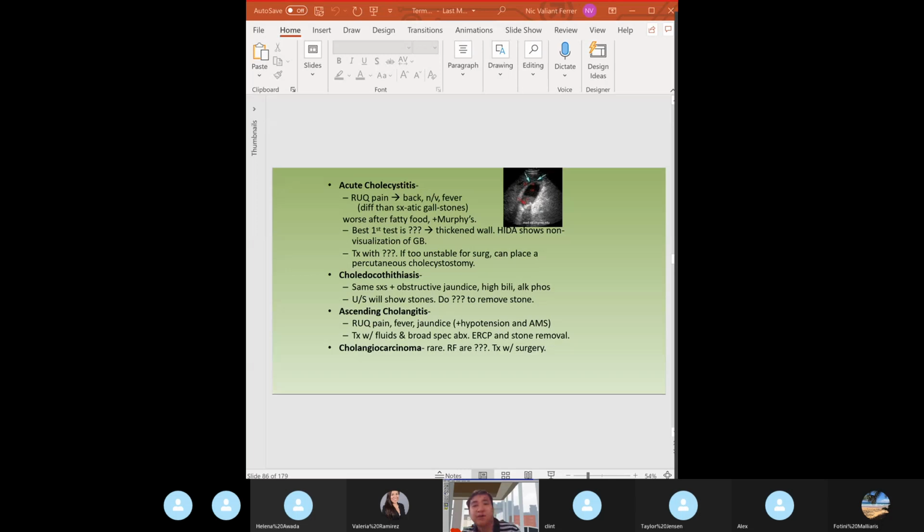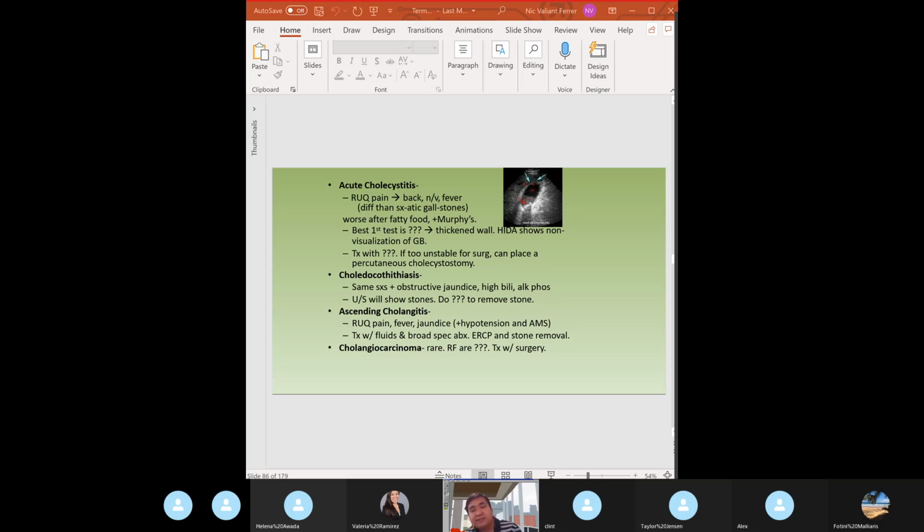Next, acute cholecystitis. Now we need to be sure about the terms that we're using. What the hell is cholecystitis, choledocholithiasis, ascending cholangitis, right? So acute cholecystitis, you have right upper quadrant pain, nausea, vomiting, and fever. It is worse after fatty food. Positive Murphy's sign. For your OSCE.